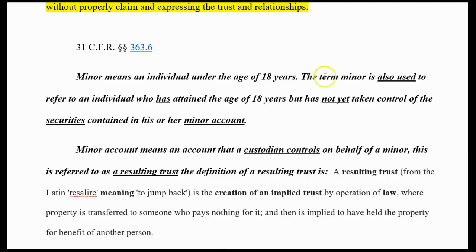So let's talk about what this term says. The term minor is also used to refer to an individual who has attained the age of 18 but has not yet taken control of securities, that would be beneficial interests certificates, contained in her minor account. That would be whatever res is in the account. And a minor account means an account that a custodian controls. That's a trustee, right? A custodian on behalf of a minor. A trust, anytime you give control over somebody on behalf of another, that's a trust relationship. So you as a minor are giving control over to somebody.